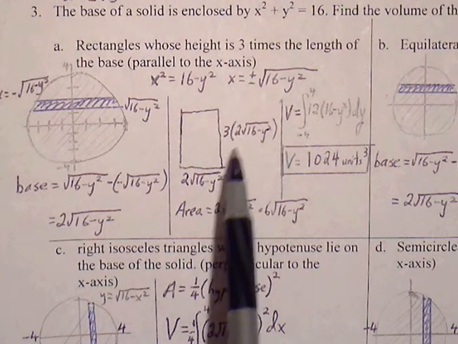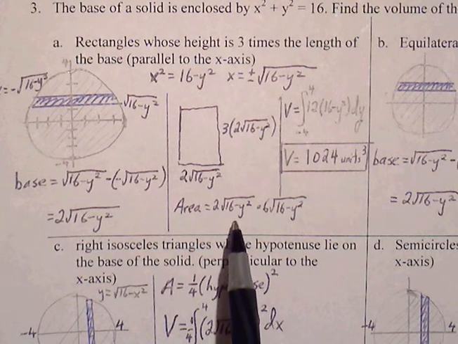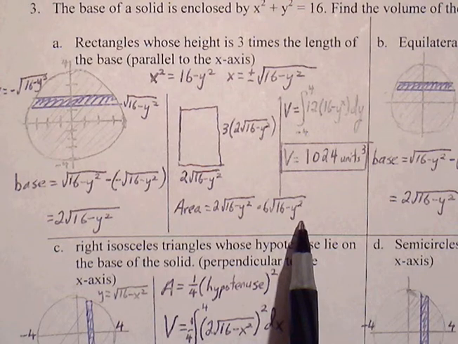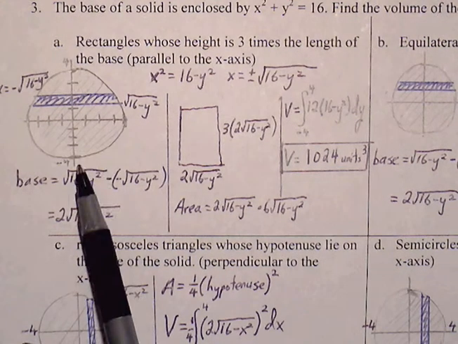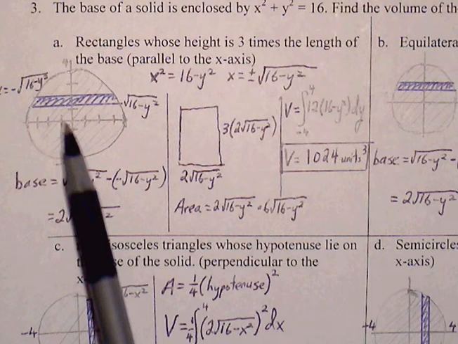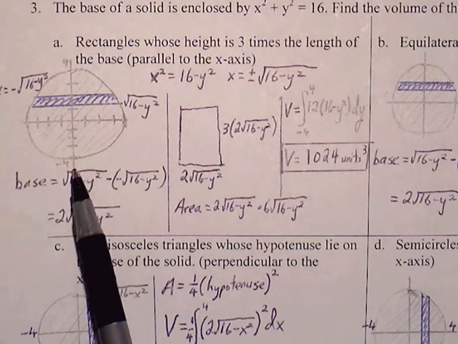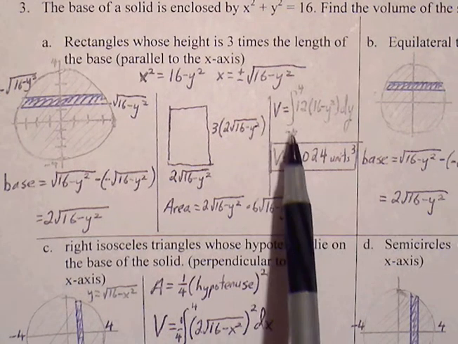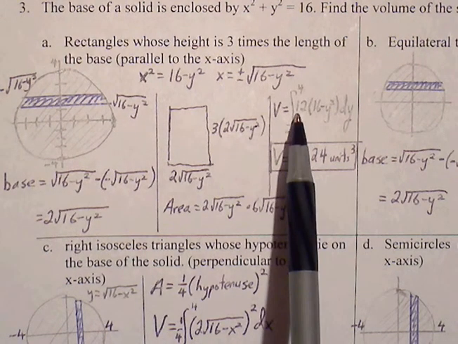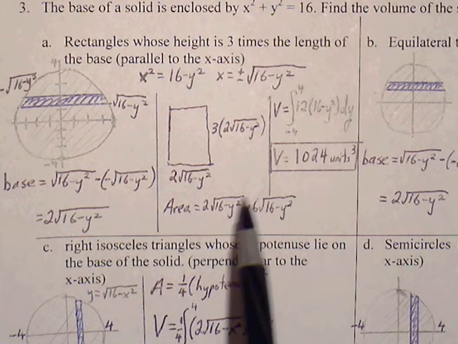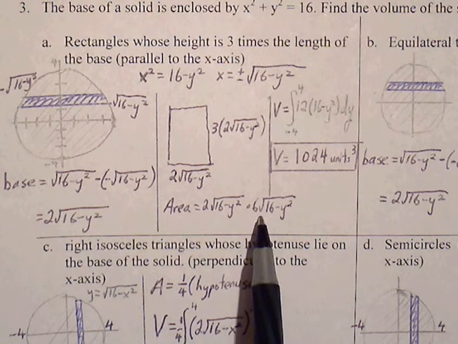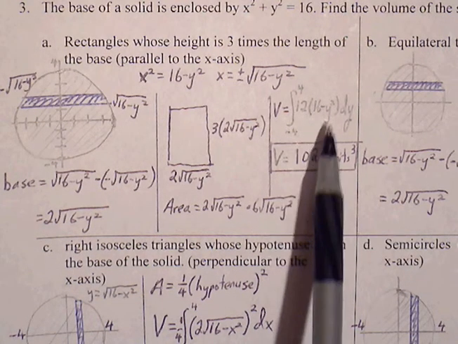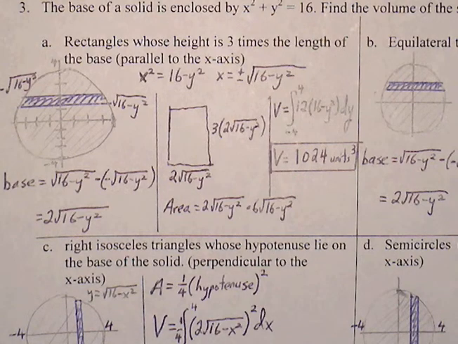Rectangle is base times height. So we're going to get 2 root 16 minus y squared times 6 root 16 minus y squared. The bounds are from the lowest y value to the highest y value. This is a circle that's centered at 0, so our bounds will go from negative 4 to positive 4. So our volume formula is negative 4 to positive 4, area of our cross section, which is the rectangle. Combine these two, multiply this to be 12 times 16 minus y squared from negative 4 to 4. In our calculator, we're going to get 1024 cubic units.